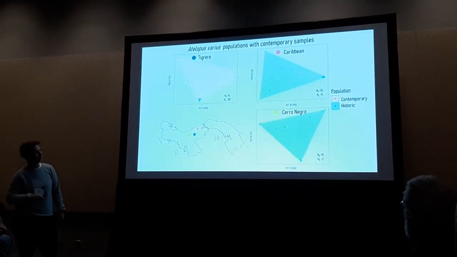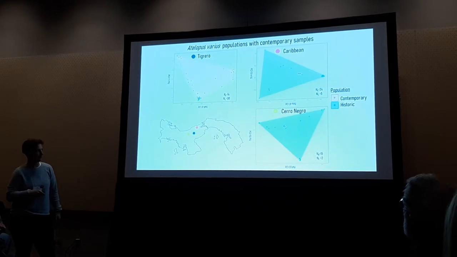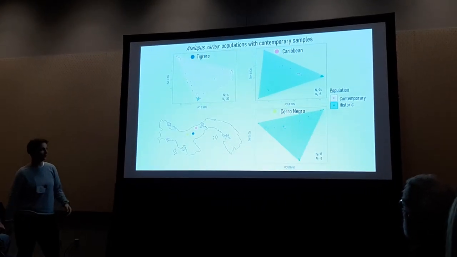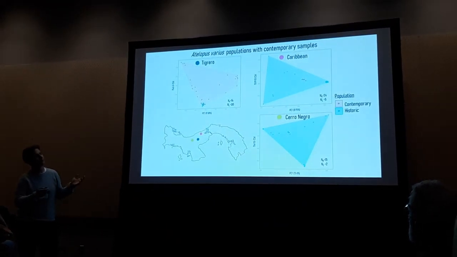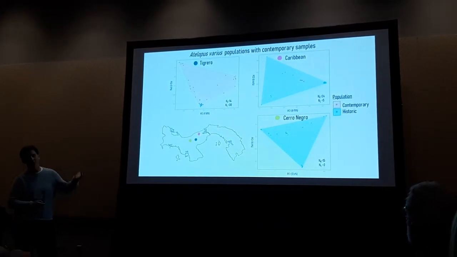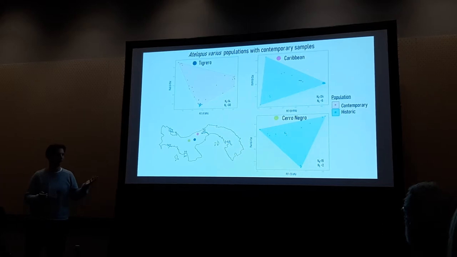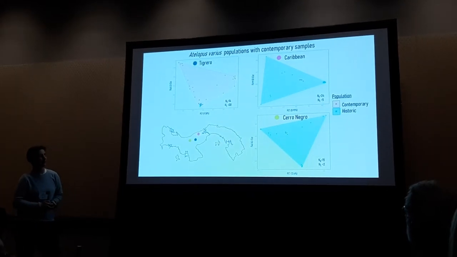So we really see what we expect. The contemporaries in red are nested within the historic samples. This is really telling us that they're closely related to their historic counterparts. They're just surviving in place.